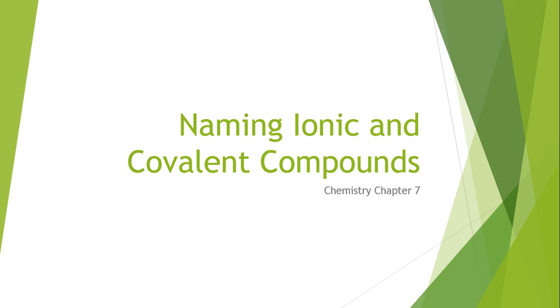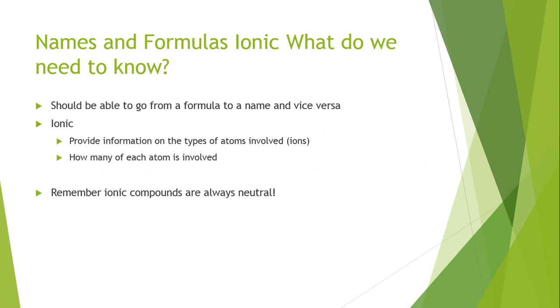Alright, chemistry class, let's talk about naming ionic and covalent compounds. So, what do we need in a good name? Well, in the name, we should be able to go back and forth from the formula to the name. So from H2O to water, and water to H2O. Water is a common name. It doesn't really give us any information about what's actually in the molecule, but the other names we're going to learn today are going to tell us how to do that.